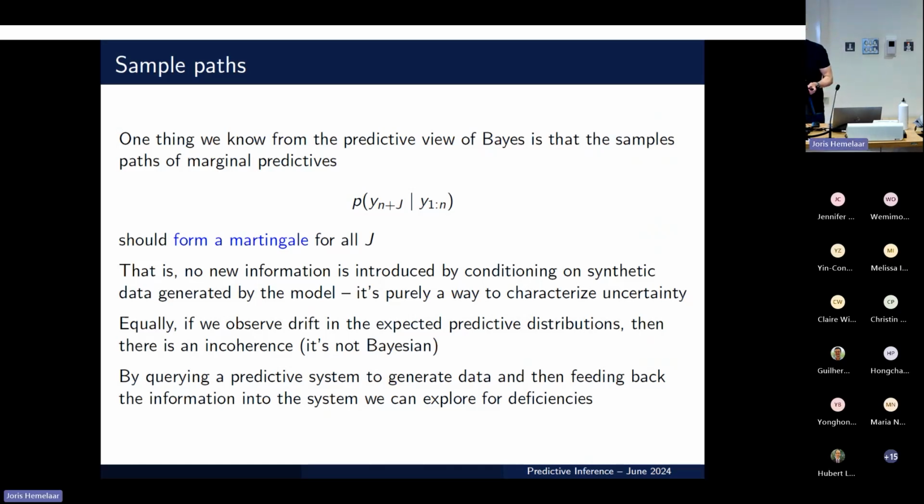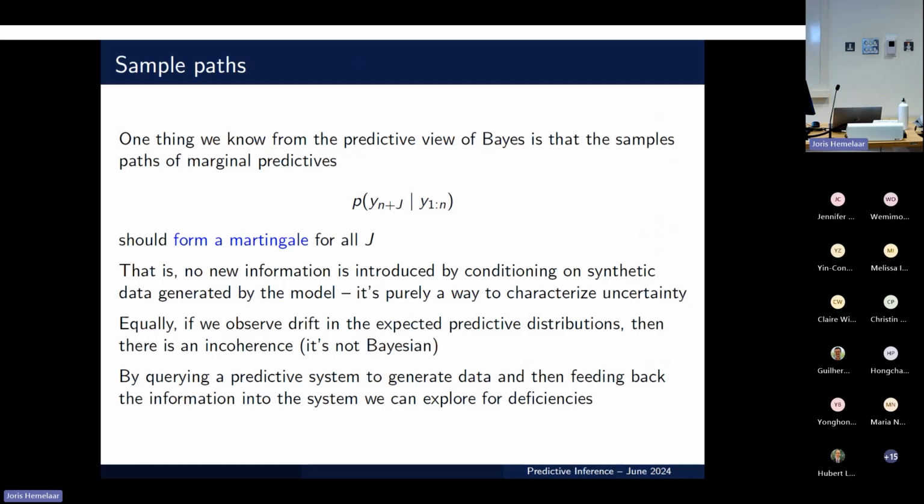And the reason is you've got no new information. All of the real data is contained in the first n rows, which is what you're conditioning on. And formally, what this means is that this predictive distribution forms something called a martingale from stochastic process, which means in expectation, there's no drift. If you were to see drift, you're somehow introducing information into this system when all you're doing is asking it to predict and then feeding its own prediction back into itself.